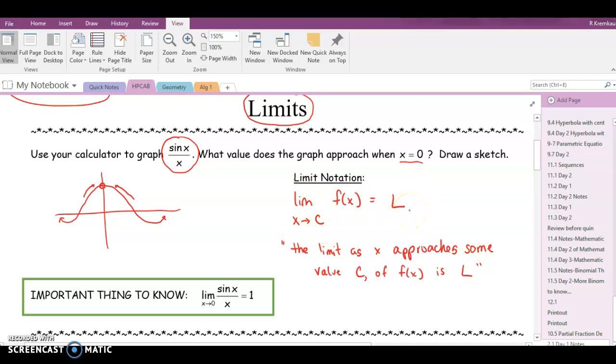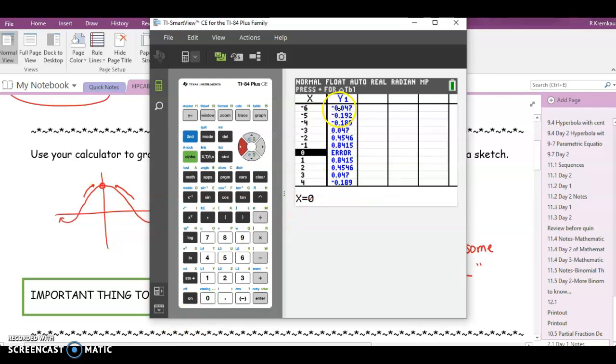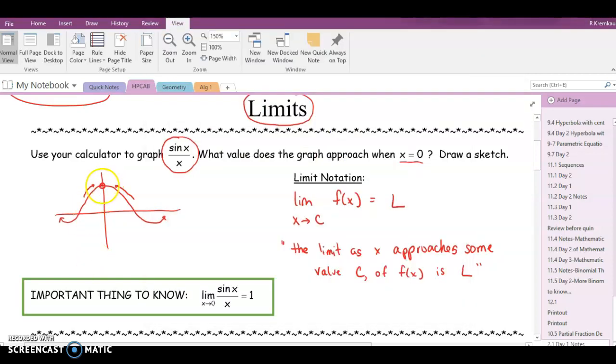What we're going to be finding out is the limit as x approaches 0 of sine of x over x. If we look at our table, you can see that the y values right before it are getting closer and closer to 1, and the y values on the other side are also getting closer and closer to 1. Hopefully that makes sense. So the limit as x approaches 0 of sine of x over x is going to be equal to 1.